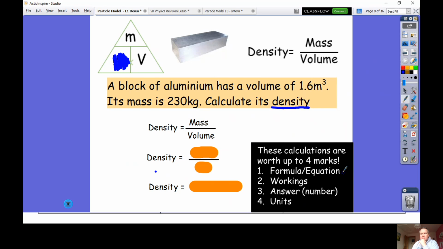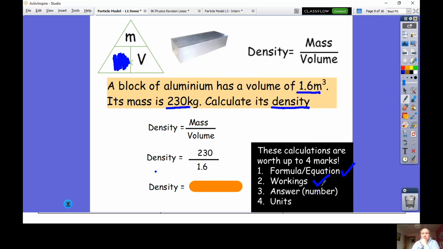Tick for 1 mark. You can add a tick or an X to the box on your worksheet. Now let's put the workings in. Mass divided by volume. The mass is 230. The volume is 1.6. So I can write these numbers into my calculation. 230 divided by 1.6. That's our second tick.